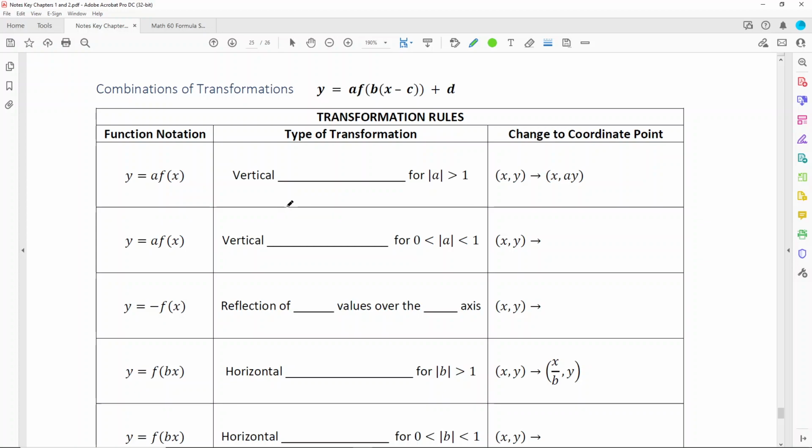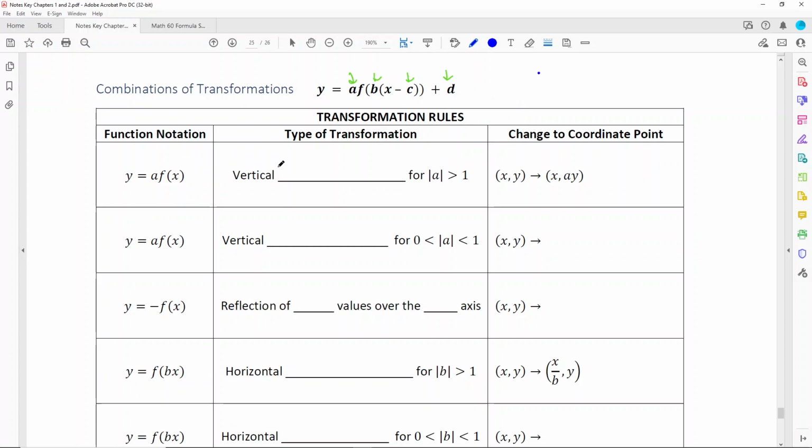We have finally reached the last video. I thought there were 6 videos, there's actually 8, but this is the last video for 2.5, and this is just combining all of the transformations together. So what happens if you have an A, a B, a C, and a D? First off, we're going to recap what each of these transformations does.